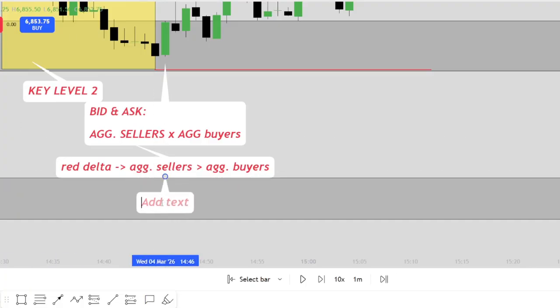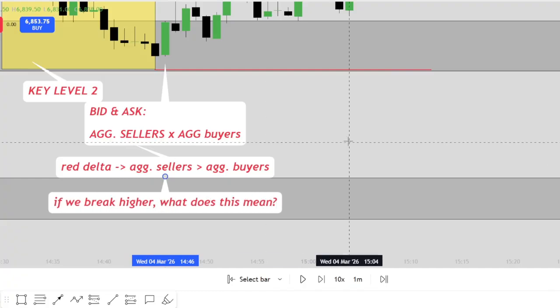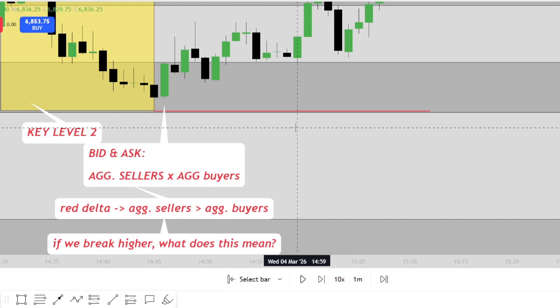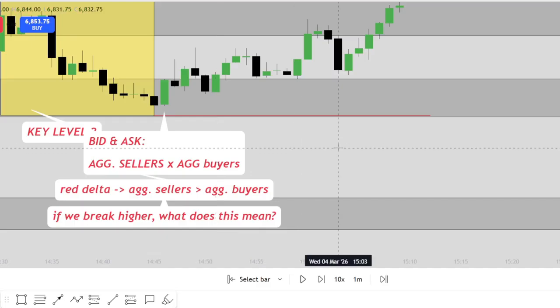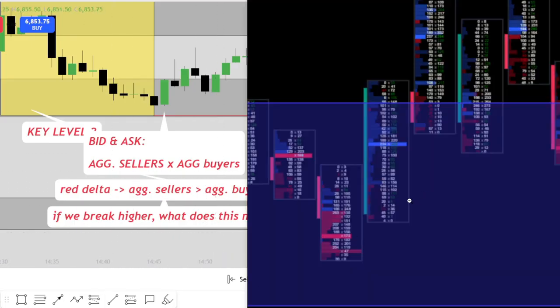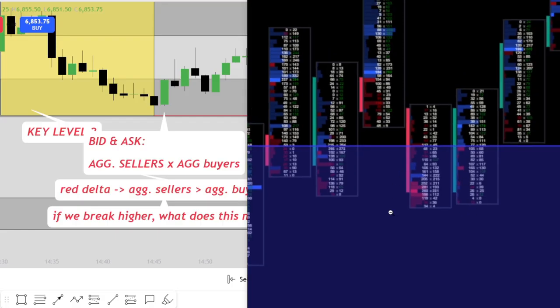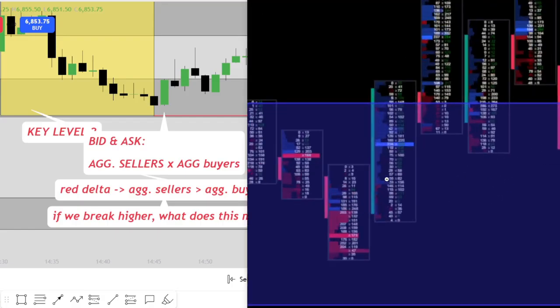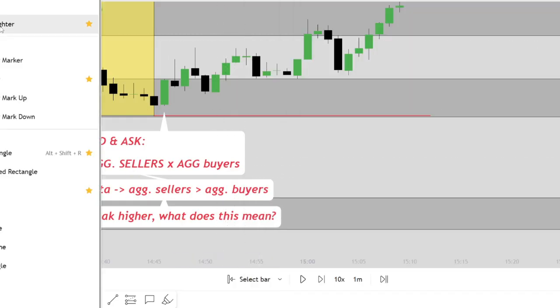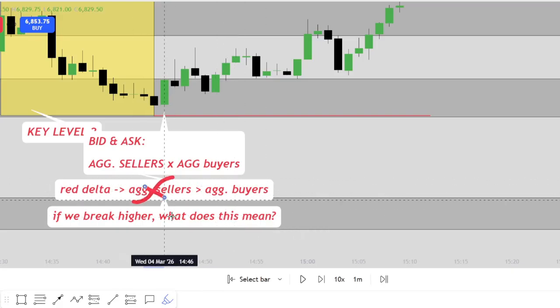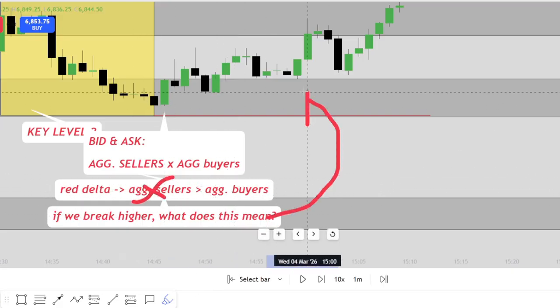Now, the next thing to understand is, if we break higher, what does this mean to us? Between 9:45 and just before 10 a.m. Eastern, what do these aggressive sellers tell us? In other words, were they successful? We had multiple breaks above the zone here. So were these aggressive sellers successful? Well, the answer is no. They weren't successful. So what does this actually mean?